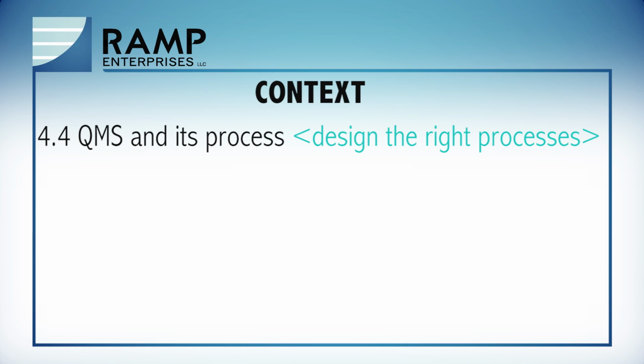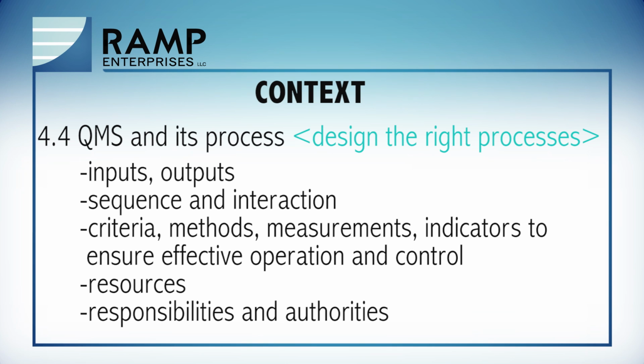Identification of our quality management system and its processes. Here's our opportunity to define and design the right quality management system that suits the needs of the business. And in doing so, once we identify our processes, we will then drill down and identify the process inputs and outputs, as well as the sequence and interaction of these processes.